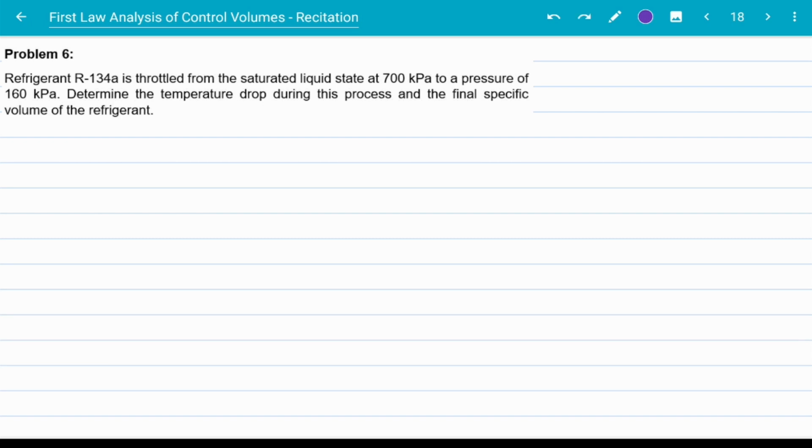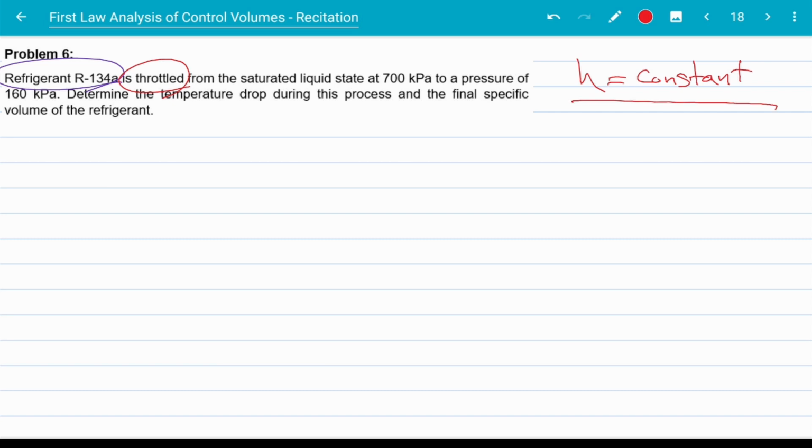Now we are dealing with a new substance, R134A. I have posted the link to the property tables of R134A. It's from Cengel's book again. Make sure to check it down in the description below. We are going to use those tables every time we deal with refrigerant R134A. Now, a throttling valve is a very curious device. All you need to know about it is that enthalpy is constant across the throttling valve and the pressure drops.